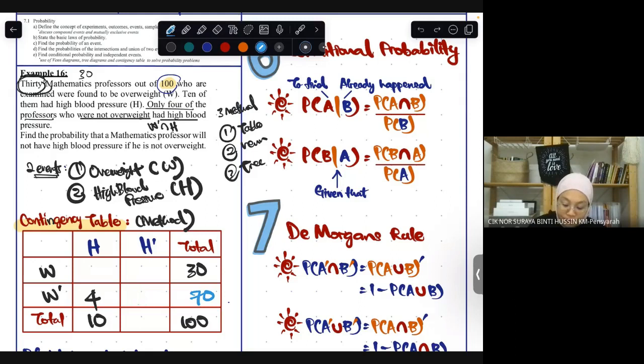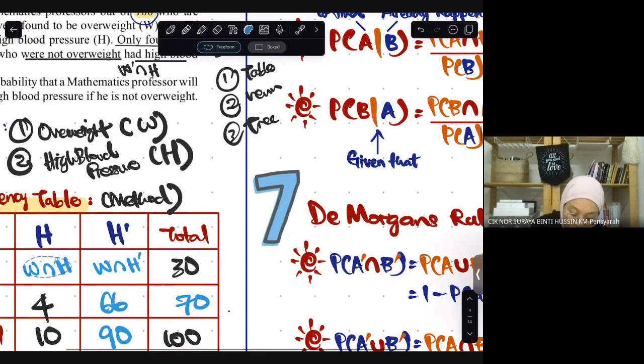And then daripada total ini pula, tolakkan sahaja. 10 tambah berapa dapat 100? 10 tambah 90 dapat 100. So from here you can find your own intersection lah. So please understand that this W means that it's overweight and it's high blood pressure. Yang ini pula adalah overweight tetapi tiada high blood pressure. So I hope you understand that these are the intersection part where it happens there. So saya kecilkan bahagian ni so that you tahu ini adalah maksud dia ya.